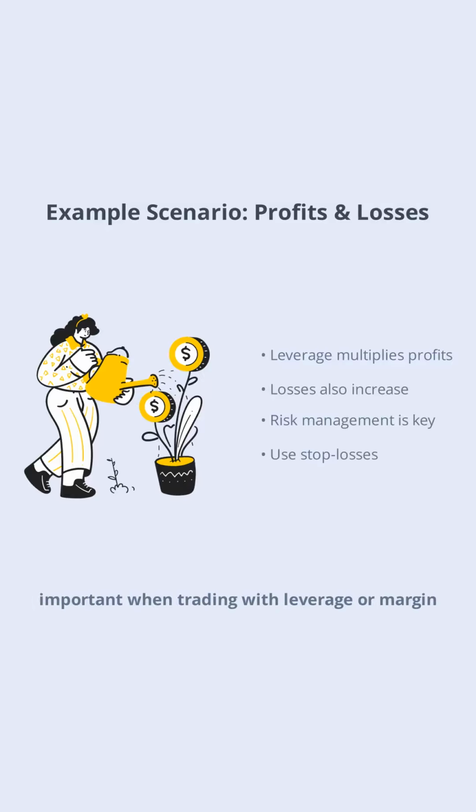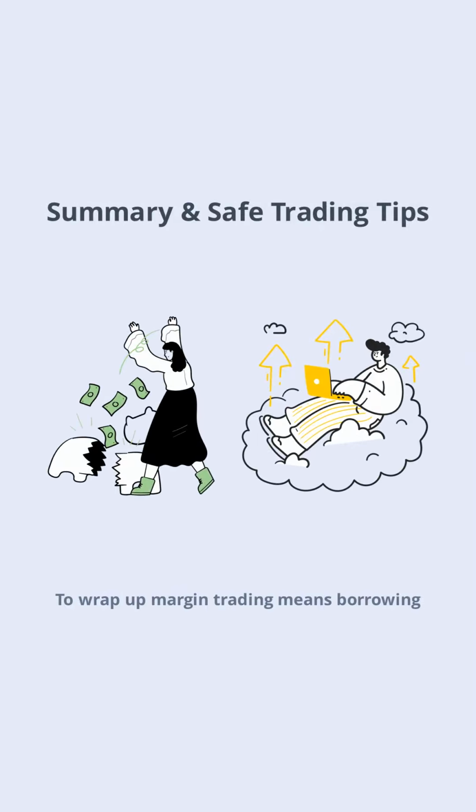That's why risk management is so important when trading with leverage or margin. Always use stop losses and never risk more than you can afford to lose. Wrap up: margin trading means borrowing funds to trade bigger positions, while leverage is about multiplying your position to amplify gains and losses. Both can be powerful tools, but they come with significant risks. Always trade responsibly, start small, use stop losses, and never risk more than you can afford to lose. Understanding these concepts is the first step to trading smarter and safer.